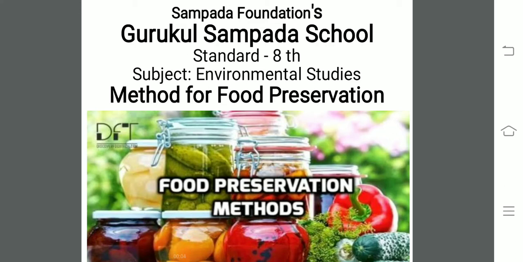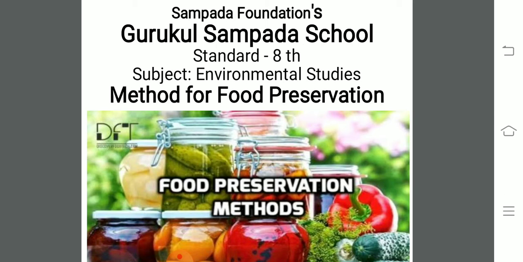Today we are going to study methods for food preservation. We know why there is a need for food preservation. Yes, because food preservation is what?